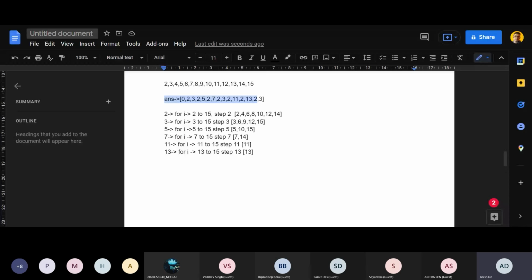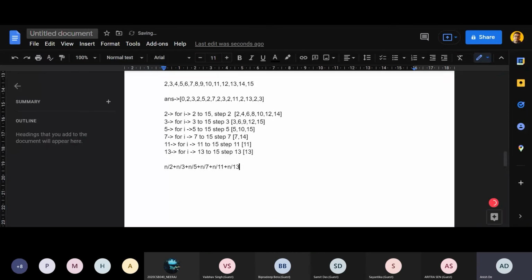So can anyone tell what is the time complexity of the algorithm we just followed? It will be something like this. If n is the length of our considered range, then it will be n by 2 plus n by 3 plus n by 5 plus n by 7 plus n by 11, like this it will go on up to n by n if it's prime. Yeah, got it.